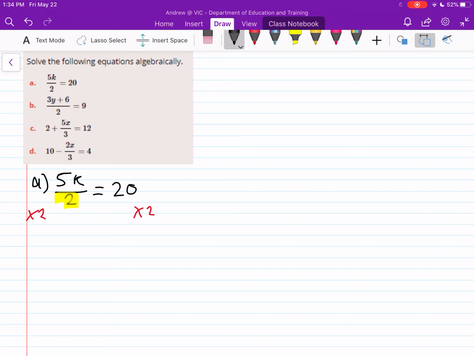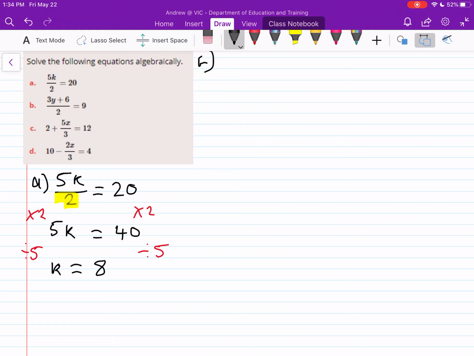So this leaves 5k on this side. 20 times 2 is 40. Alright. Now we've got 5 times k. So the opposite of multiply is divide. So we divide both sides by 5. Okay, so k is equal to 40 divided by 5, which is equal to 8. Alright, so that's how we do the first one there.